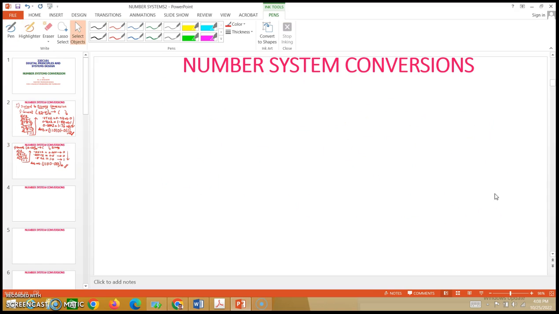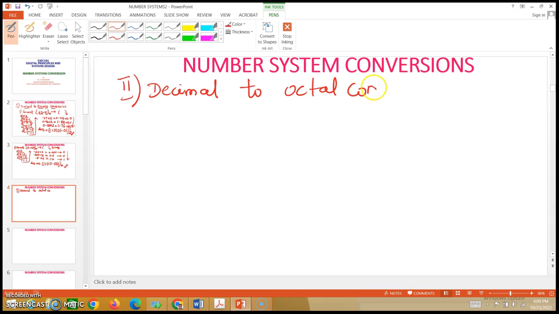Now the second part: we are going to convert decimal into octal. The first part we converted from decimal to binary. Now we are going to convert decimal to octal. For each and every conversion I will take 2 examples and solve them.